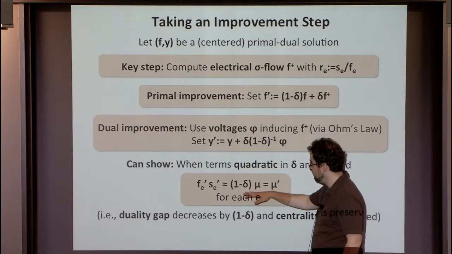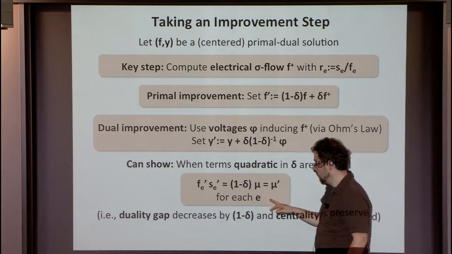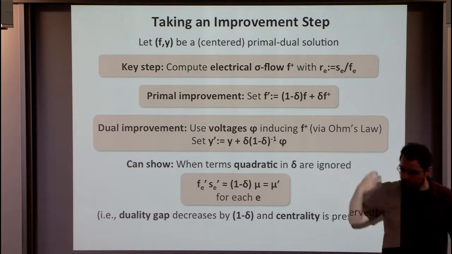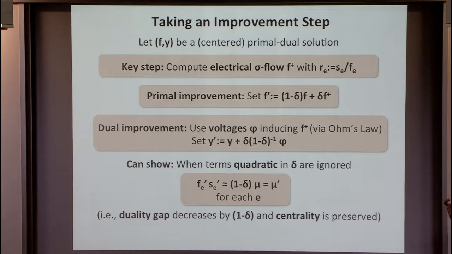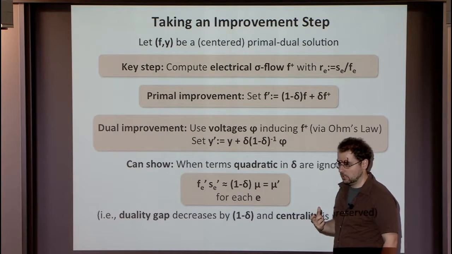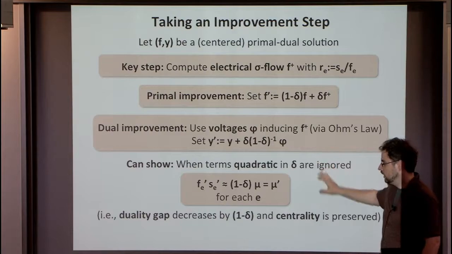And what happens is that actually my mu prime is just 1 minus delta times mu. So notice that this does not depend on the edge. So what it just shows is that the contribution of each edge to the duality gap just goes down at the same rate. Okay. So clearly, if we're able to just really disregard these quadratic terms in delta, then that's it.